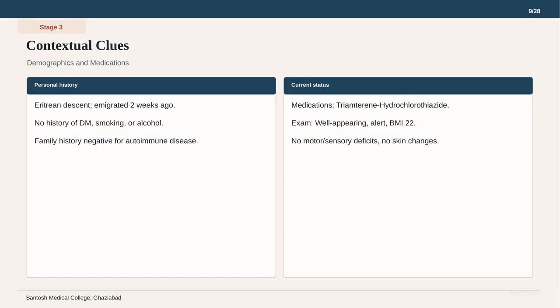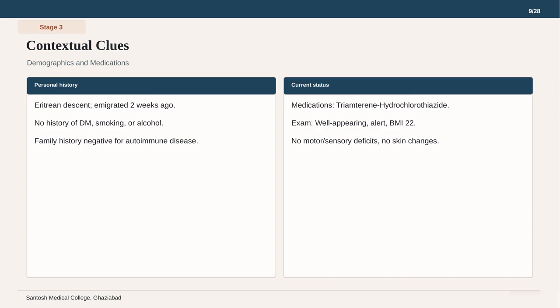Moving to the right panel, we see her current status. Her only medication is a combination of triamterene and hydrochlorothiazide for blood pressure. On examination, she is well appearing and alert, with a normal body mass index of 22, and she has no neurological deficits or skin changes.